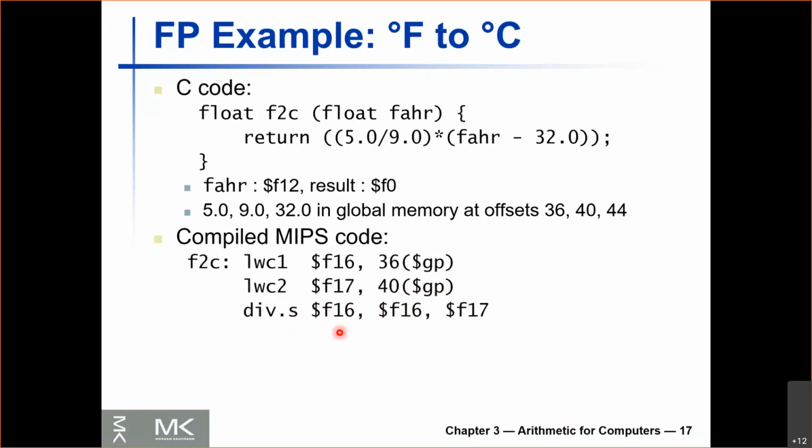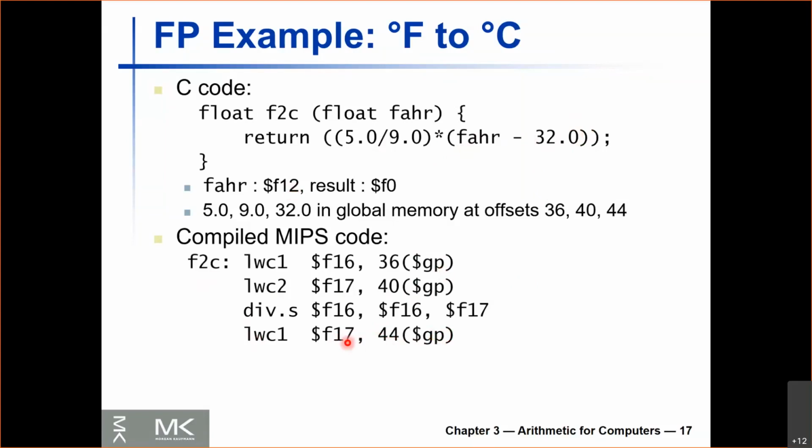What's the next step? Right, so I need to do Fahrenheit minus 32.0, so I need to get 32.0 first. So I need to do LWC1 to F17 from 44 GP. So 32.0 is stored at GP plus 44. So I load from that location and I put it in a temporary register. And then I do subtraction. I know that Fahrenheit is in F12 and 32.0 is in F17. So I'm going to do F12 minus F17.